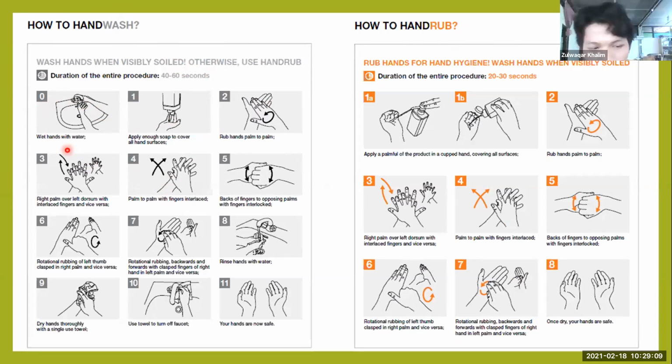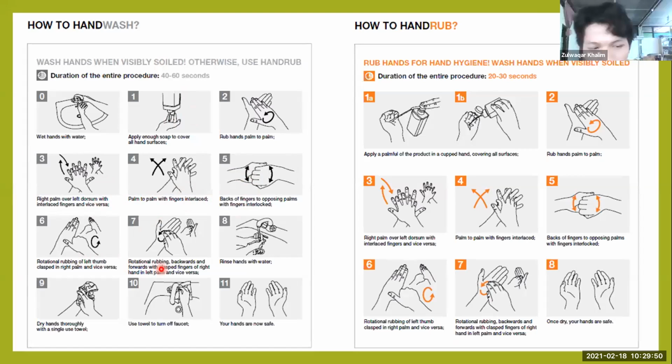But basically, first we should wet hands with water and then apply enough soap to cover all hand surfaces. And then we should rub our hands palm to palm. And then right palm over the left dorsum, interlacing the fingers between each other. And then palm to palm with fingers interlaced. And then back of fingers to opposing palms. And then rotational rubbing of the left thumb and vice versa. The seventh step, rotational rubbing backwards and forwards with clasped fingers of the right hand in the left palm, and vice versa. And then we should rinse after that.